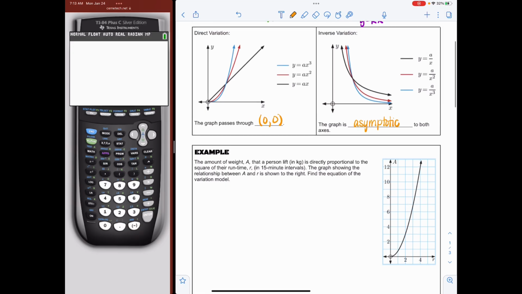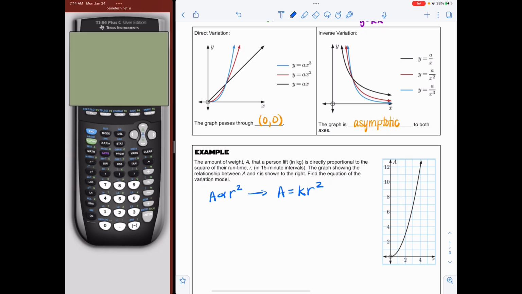So we can already tell by looking at this graph here that it is direct variation because it goes through the origin. Okay, it goes through the origin. So I would know that the amount of weight A is directly proportional to the runtime squared, which means that my equation is going to be written in the form of A is equal to k times R squared. So I need to find my constant of variation.